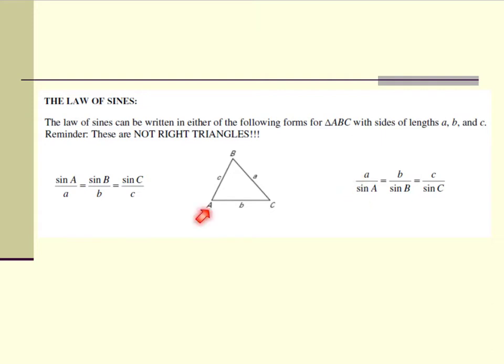And remember, the capital letters are the vertices of our triangle. The lowercase letters are our sides. Side a is across from angle A. Side b is across from angle B. Angle C is across from side c. So we're just doing a ratio, the sine of the angle over the opposite side. And those ratios are all equal to each other.